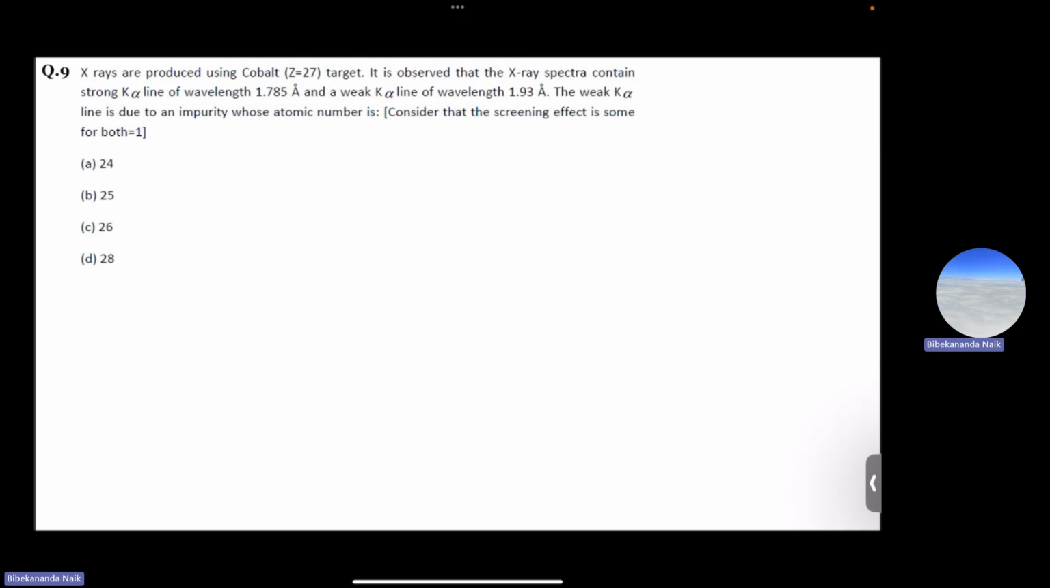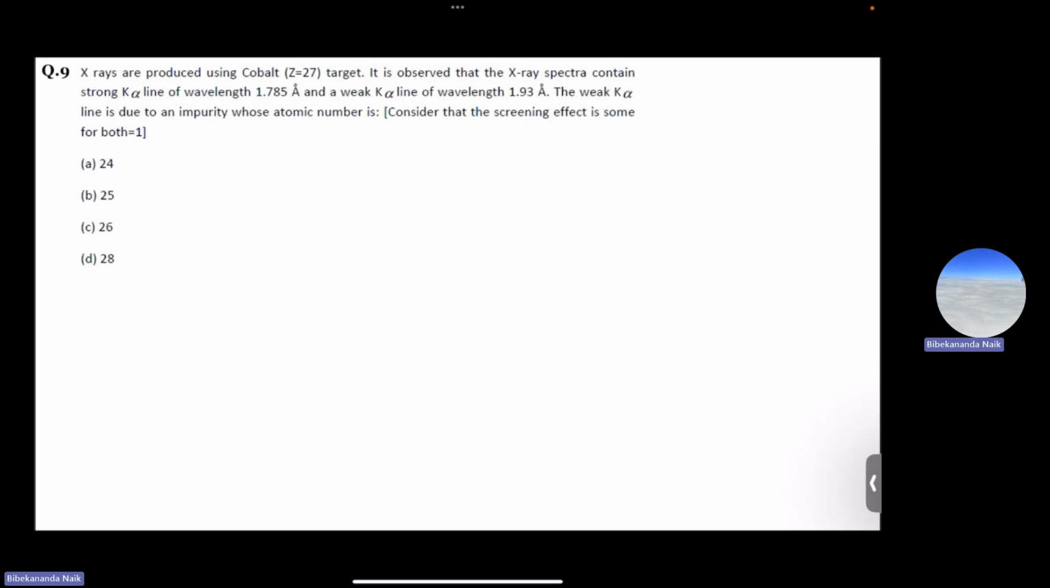So this is a very good question. Also, it is mentioned that we have to consider that the screening effect is the same for both and the screening constant is 1. So we will solve the question, and the options are option A 24, option B 25, option C 26 and option D 28.